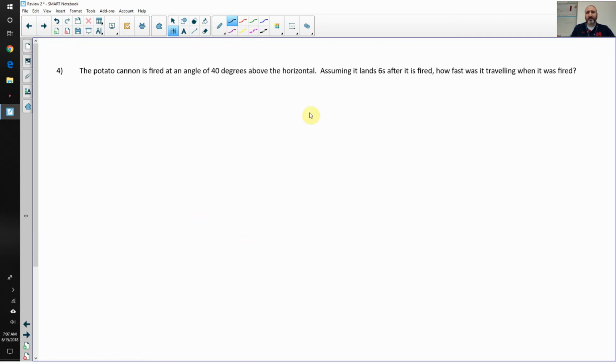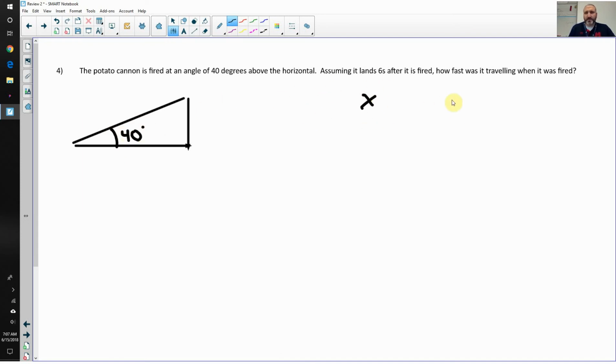Potato cannon, another launch problem. It's going to land 6 seconds after it fired. How fast was it going when it was fired? All right, so now let's make another little triangle here. 40-degree angle above. Pay no attention to the fact that those are arrows. So we don't know how fast it was fired, but it went 40 degrees above the horizontal.